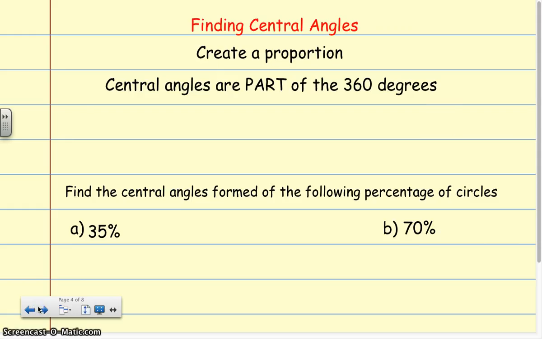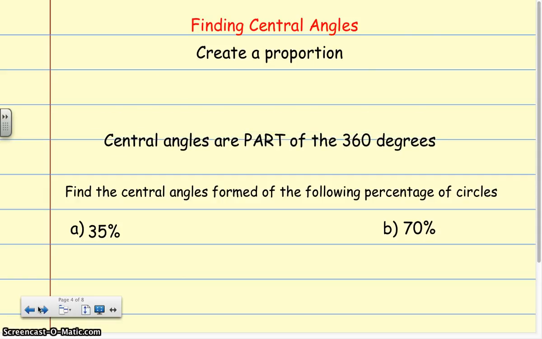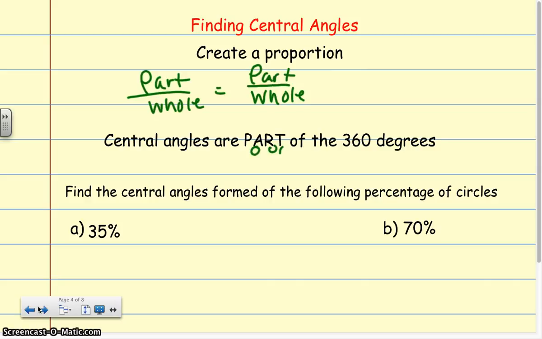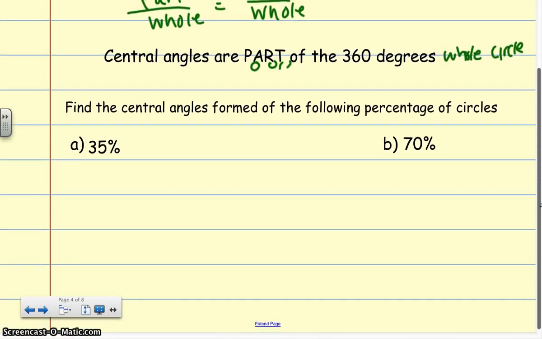Okay, so sometimes we're going to be asked to find central angles. When we find central angles, what we want to do is create a proportion. The proportion that we are always going to be working with today is part is to whole as part is to whole. And central angles are part of the 360 degrees of the whole circle. So I'm always looking, what are the parts that I know and what are the wholes that I know?